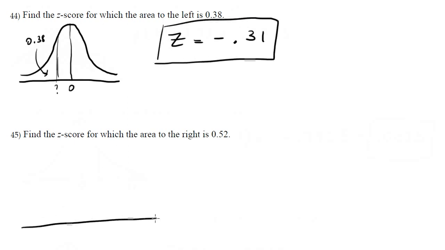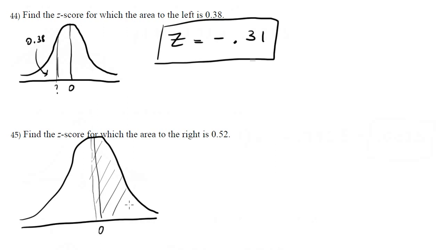Same idea here. Here's 0. So the area to the right is 0.52. A little bit more than 0.5, so a little bit here. So again, that value is going to be negative, right? I want this area here to the right, that area to be 0.52. If it was 0.5, that'll be easy. The z-value is just 0, right? But a little bit more than that, 0.52.